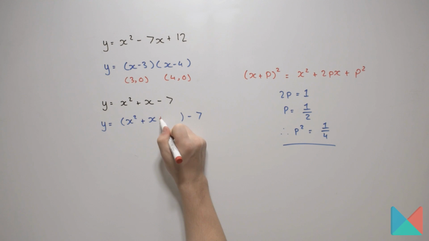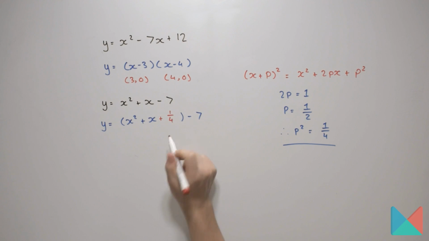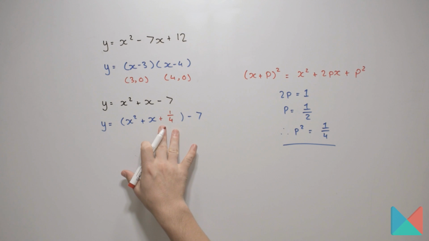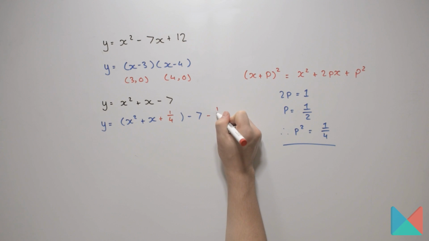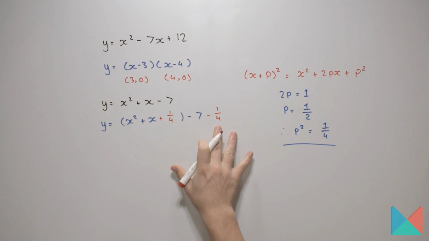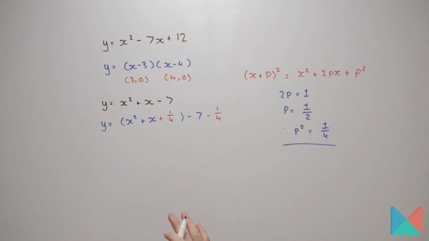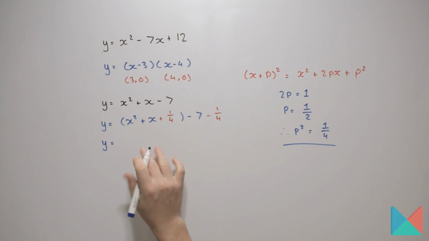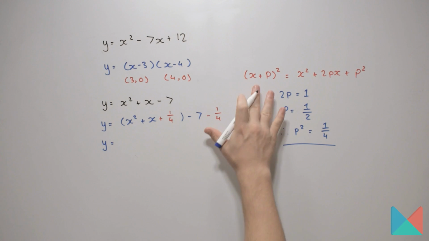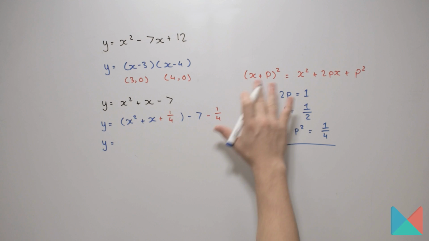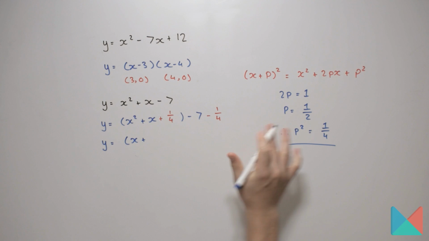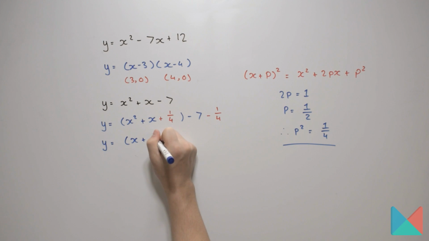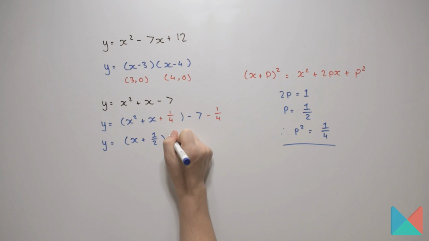So we'll have a plus 1/4 here, but notice that we've added a value to this expression, and so we need to subtract the same value in order to not change the equation. So we take the same value outside of the brackets, and now we can simplify. And so the expression inside the brackets can factorize into this form here, x plus p all squared. And so we'll have x plus p, and p in this case we solved to be 1/2. So we'll have 1/2 all squared.